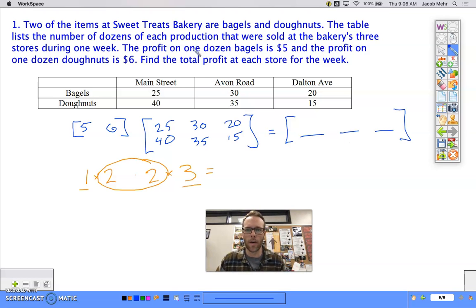Because what are we trying to find? We're trying to find the total profit for each store for each week. And notice Main Street's profit is going to be in the first column. Avon Road's profit is going to be in the second column. Dalton Avenue is going to be in the third. We want 3 numbers, 1 for each store. So let's set this up on our calculator.